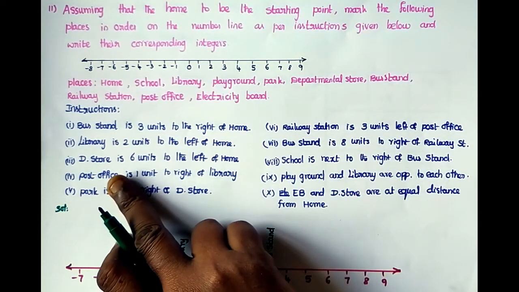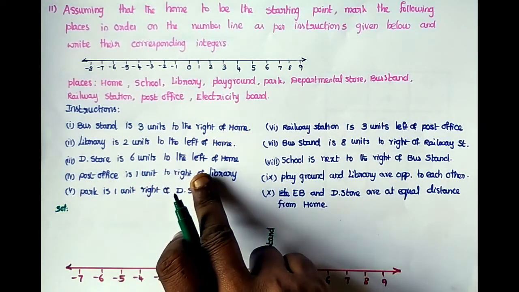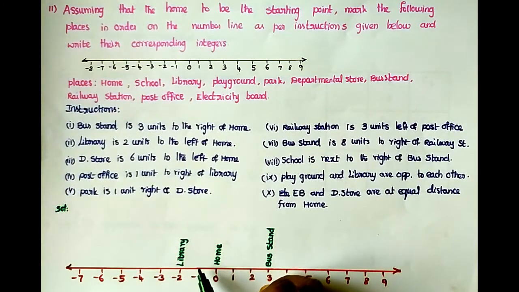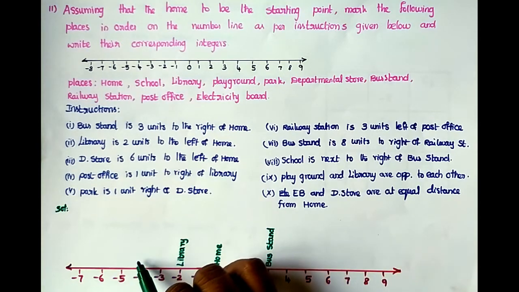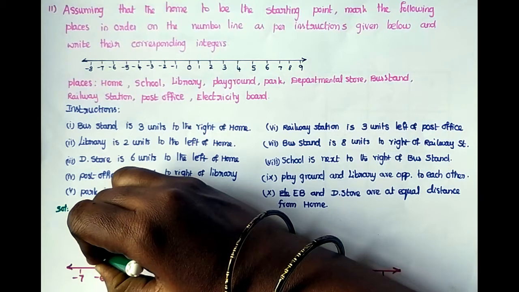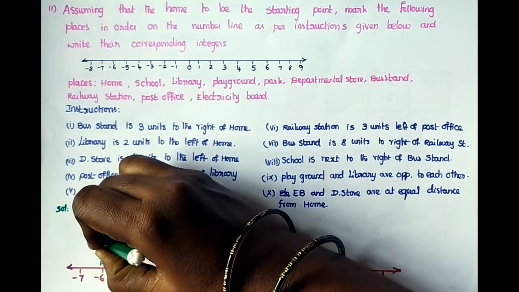Next one, the departmental store is 6 units to the left of home. From the home, 6 units move means departmental store. 1, 2, 3, 4, 5, 6. So that is the departmental store.